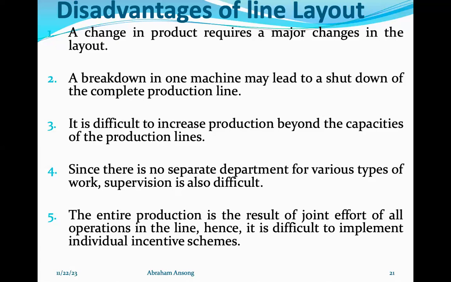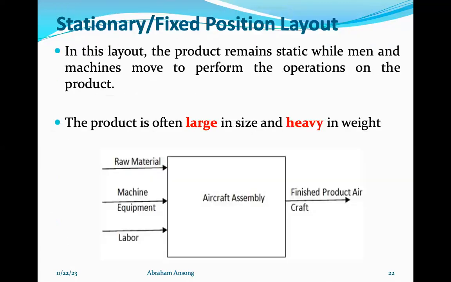All right, so that is that for the product or line layouts. We come to the stationary or fixed position layout. In this layout, the product remains static while men and machines move to perform the operations on the product. The product is often large in size and heavy in weight. So we have this diagram there.